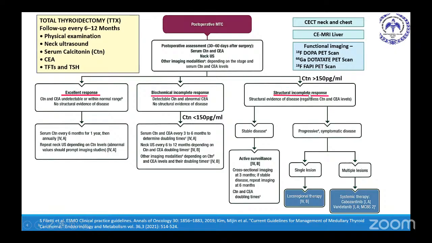And for structural incomplete response, based on whether it is a stable disease or whether it is a progressive or symptomatic disease, the management varies. If it is a stable disease, active surveillance is recommended with cross-sectional imaging initially 3 monthly. For progressive or symptomatic disease, if it is a single lesion, we can go ahead with loco-regional therapy. For multiple lesions, systemic therapy with tyrosine kinase inhibitors is the method.